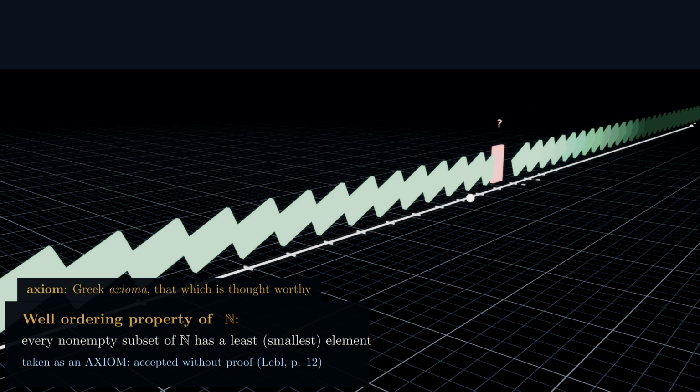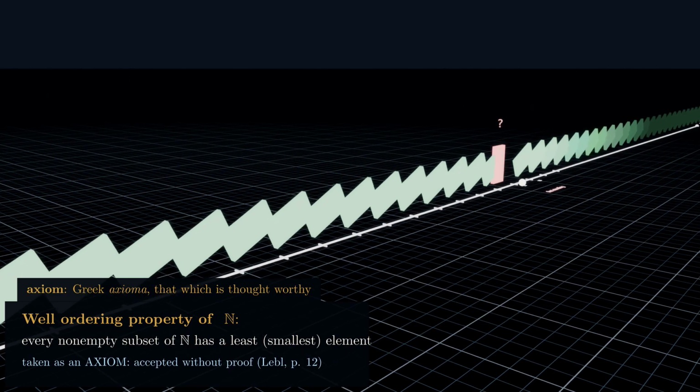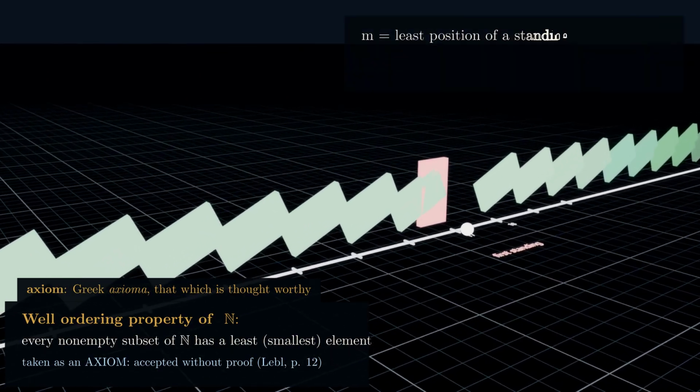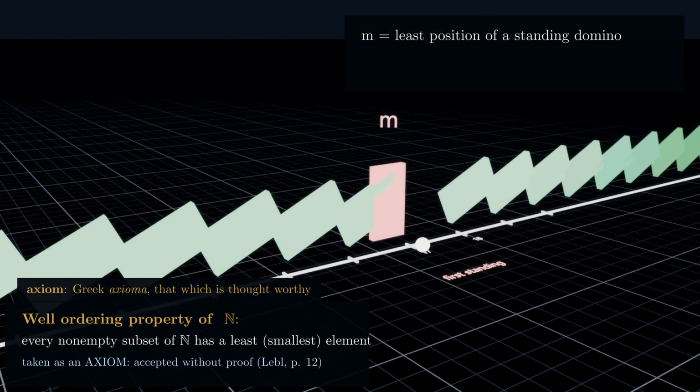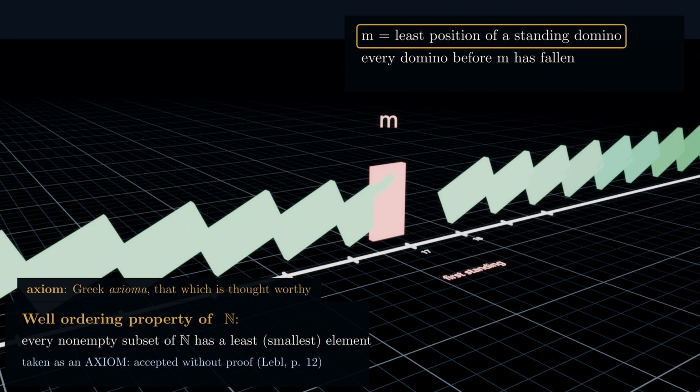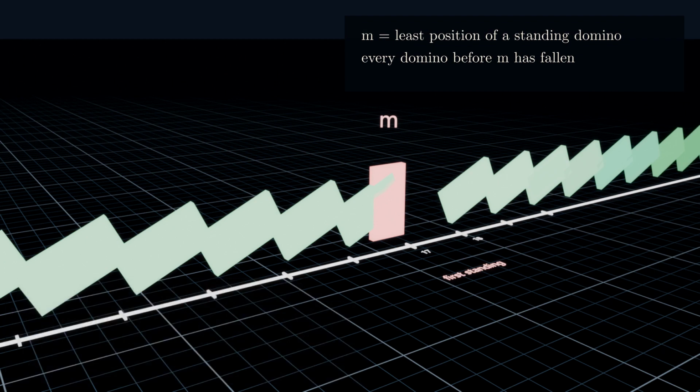Now apply it. The standing dominoes form a collection of natural numbers, their positions, and we supposed that collection is not empty. So it has a smallest member. There is a first standing domino. Call its position M. Hold that picture in your mind and on the screen. Every domino before M has fallen, and domino M is the first one that did not. That is all we know about M. It is enough. Now we squeeze. Where can that first standing domino be?